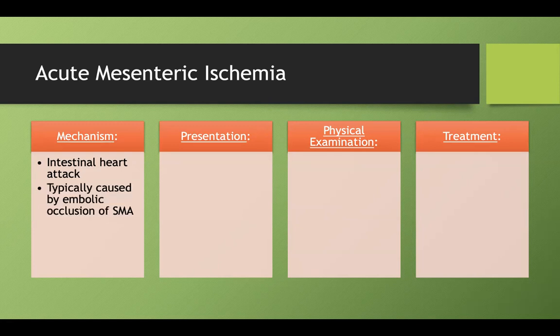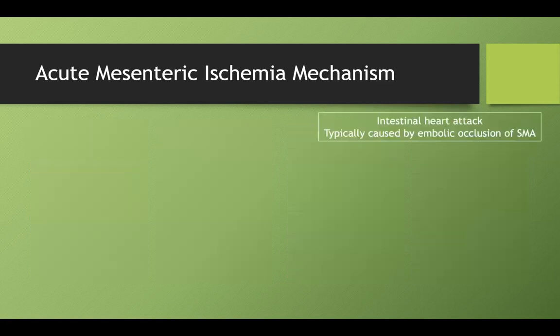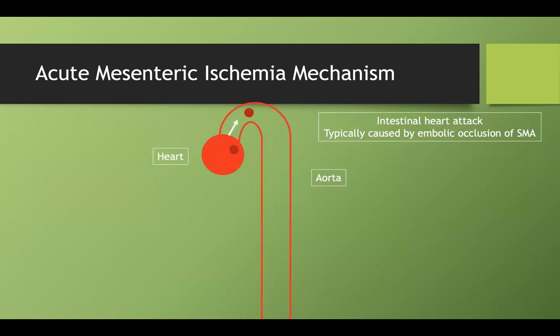It's usually caused by embolic occlusion of the SMA, and it leads to small bowel ischemia and necrosis. So I showed this earlier. Basically, what happens here is that you have some sort of clot that's going to break off and travel down your aorta, and sometimes it'll reach your GI tract.